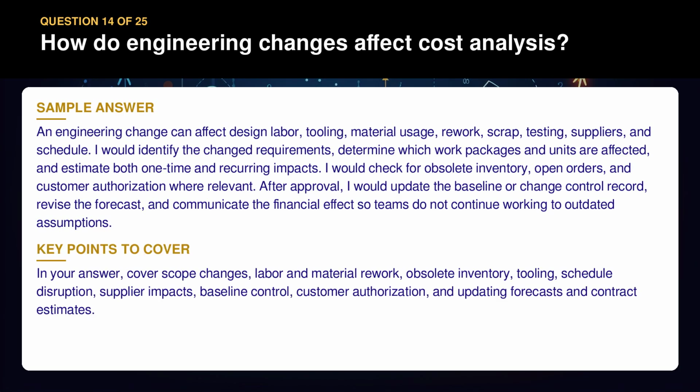In your answer, cover scope changes, labor and material rework, obsolete inventory, tooling, schedule disruption, supplier impacts, baseline control, customer authorization, and updating forecasts and contract estimates.